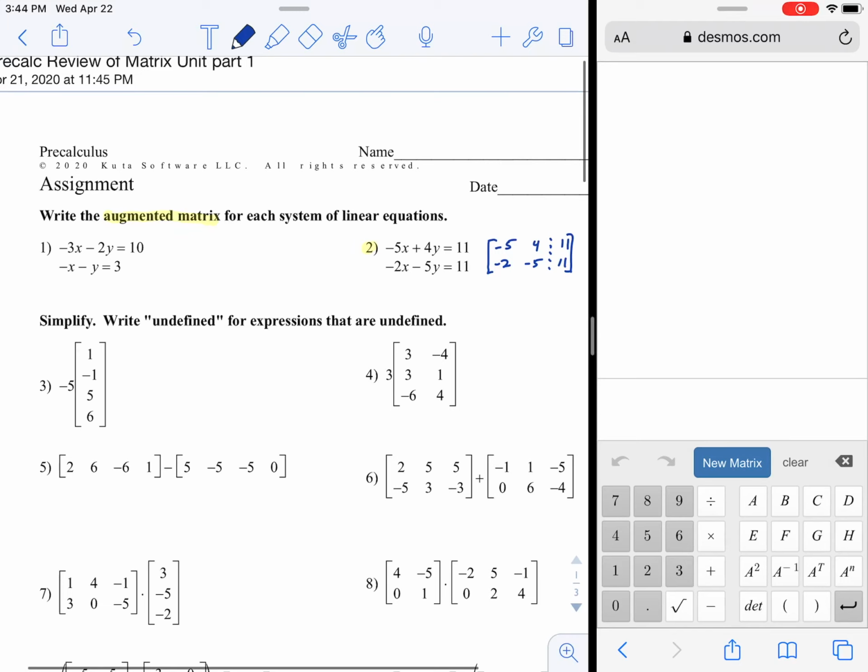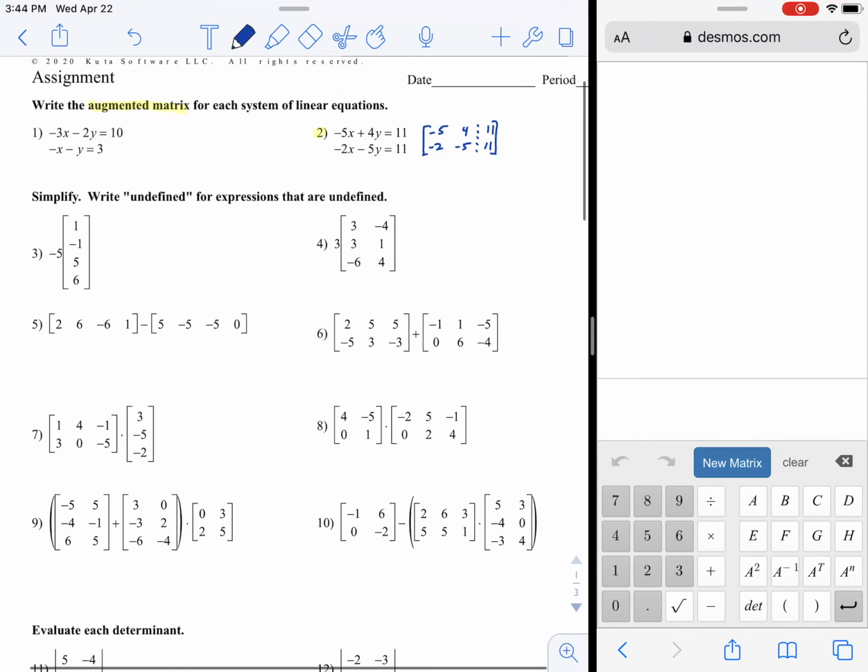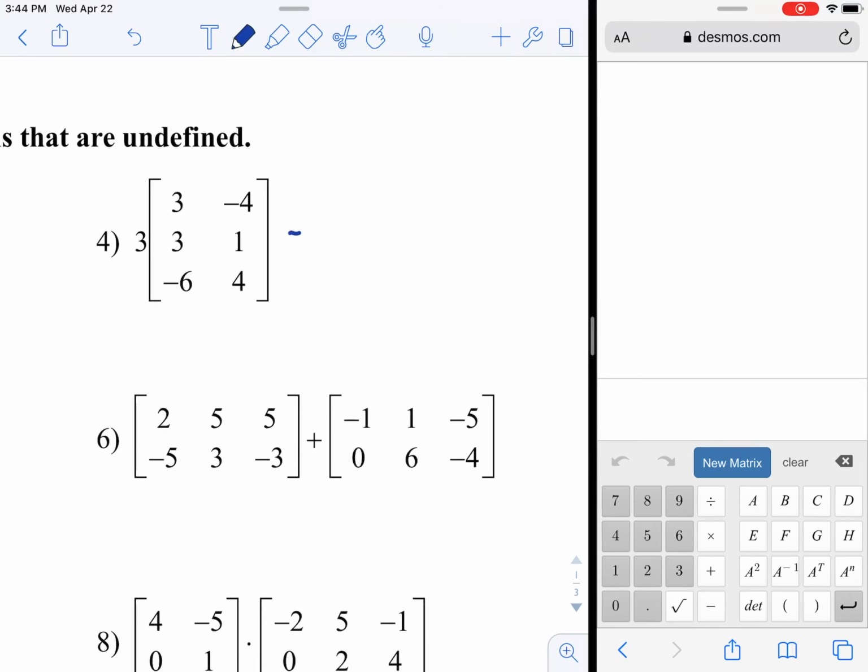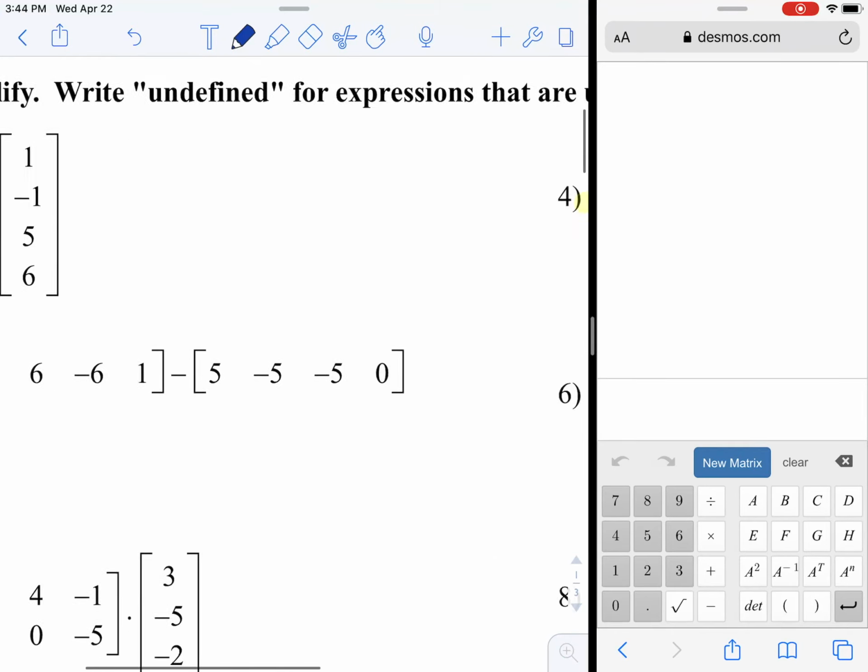Okay, simplify. So there's different ways to simplify: scalar multiplication, addition, subtraction, matrix multiplication. You can use a calculator for all of this section. You can. It's totally okay. Now, to be honest with you, a problem like number 4, it's probably easier to do in your head than it is to actually take the time to type it into a calculator. You just basically have to multiply everything in here by 3. So it's going to be 9, -12, 9, 3, -18, 12, and that's it. I'll try to make that look more like a 9. But that's all there is to it.